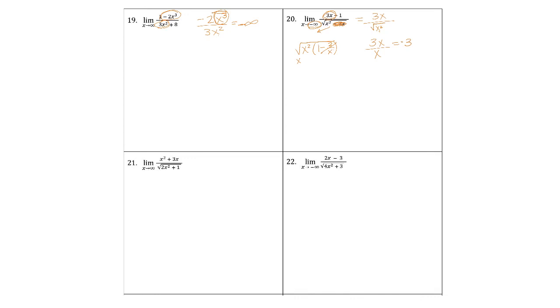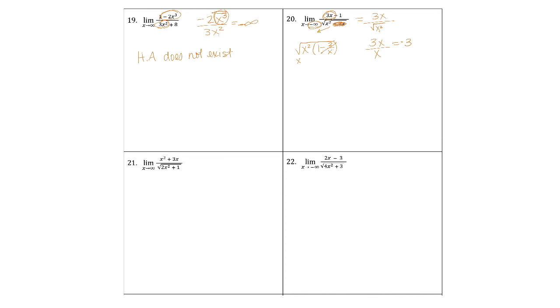And I forgot to go back. I need to talk about the horizontal asymptote on 19. Since we hit negative infinity, that asymptote is not going to exist. So here, the horizontal asymptote does not exist. We'll probably have some kind of slant asymptote for this.